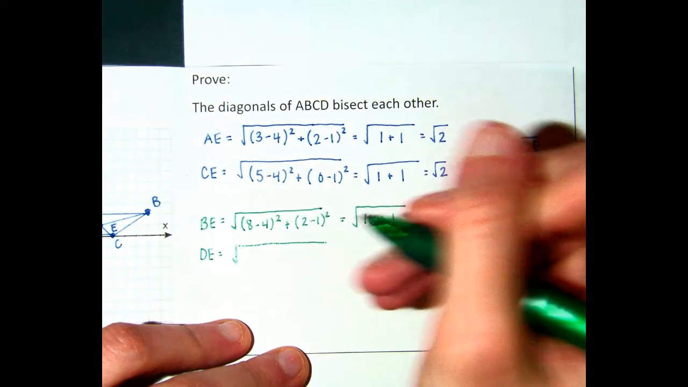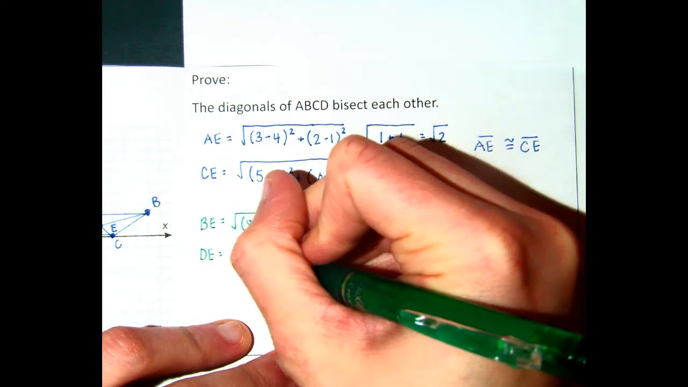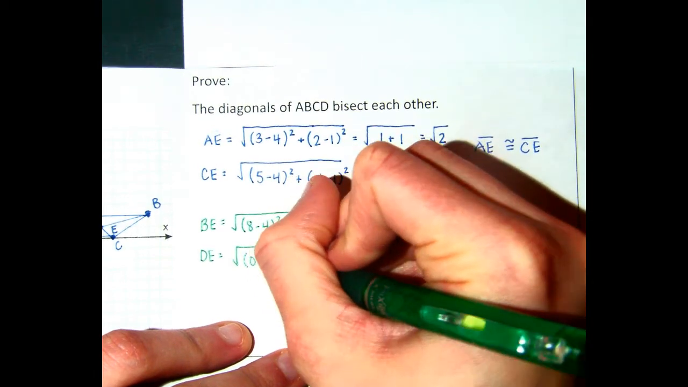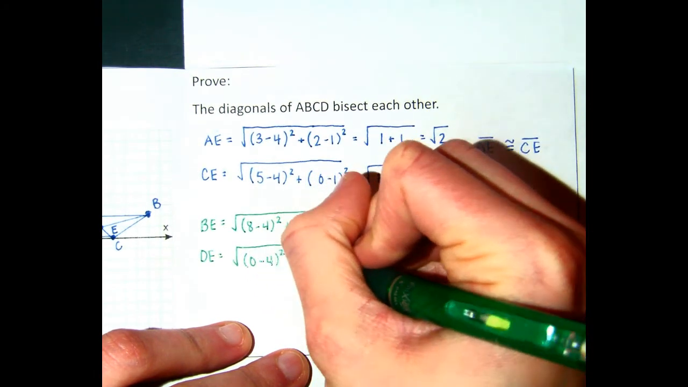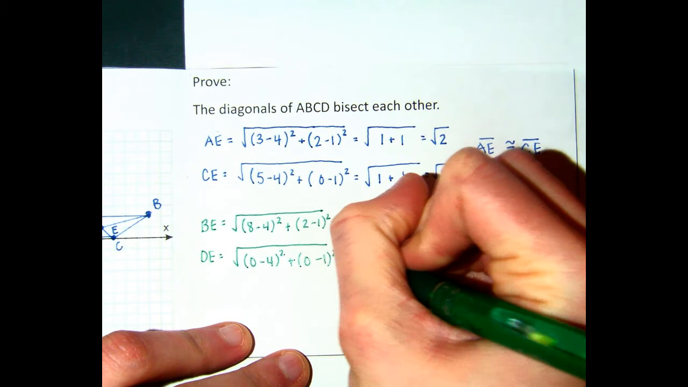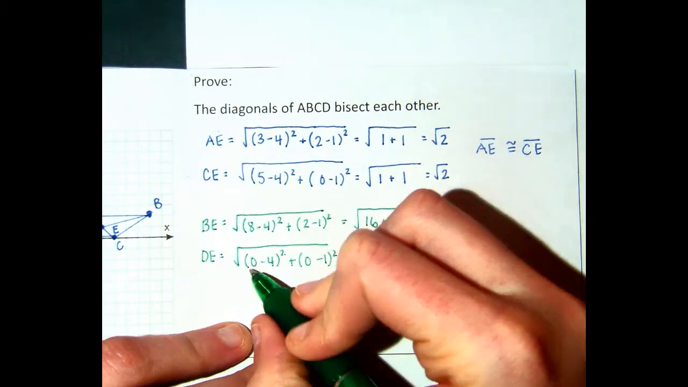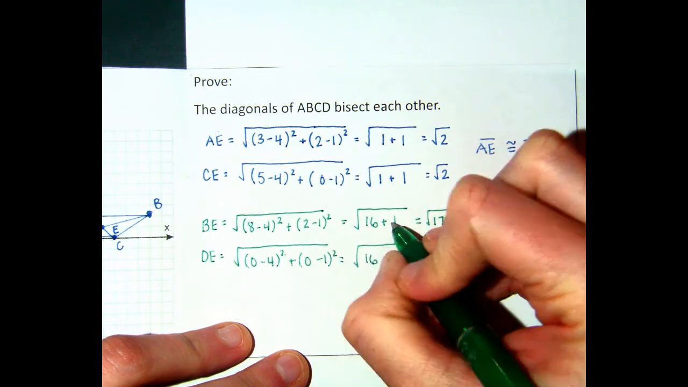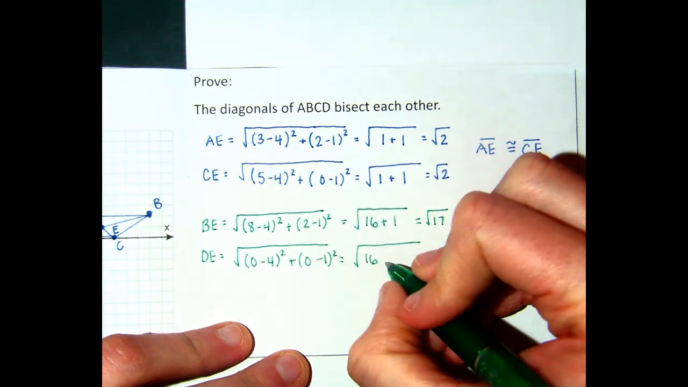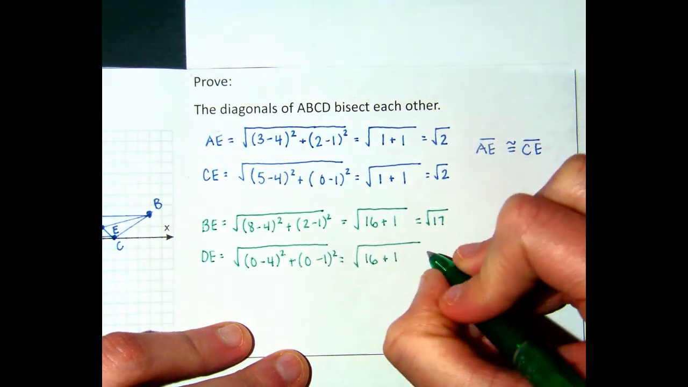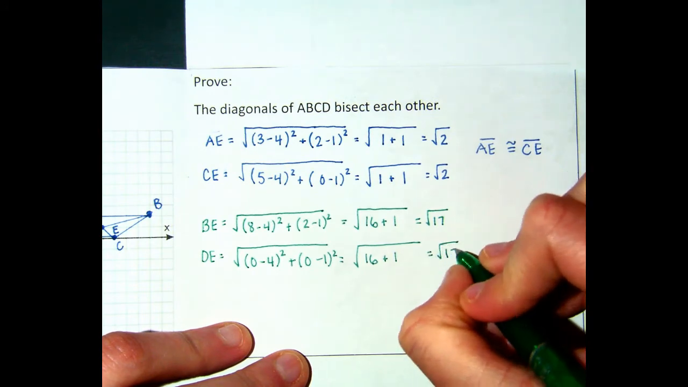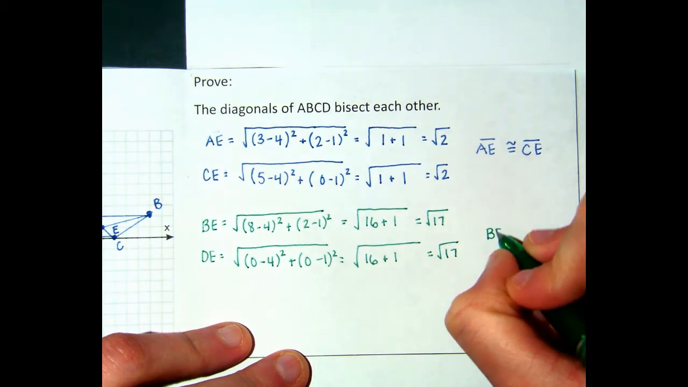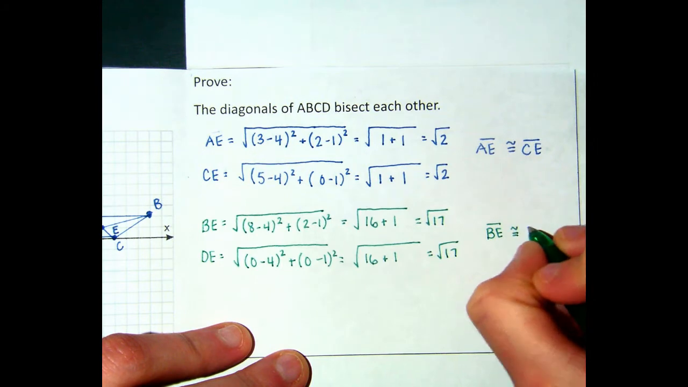So using the points, D is 0, 0, so 0 minus E of 4 squared plus 0 minus 1 squared. 0 minus 4 is negative 4. Negative 4 squared is 16. That's promising. 0 minus 1 is negative 1. Negative 1 squared is 1. So square root of 17. So they are, in fact, congruent, which is what we needed.